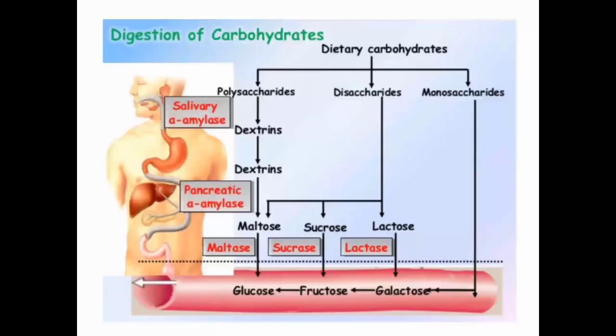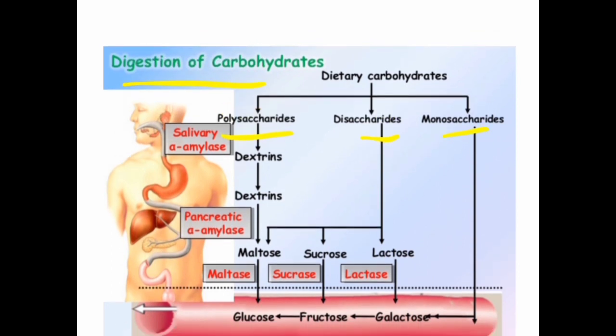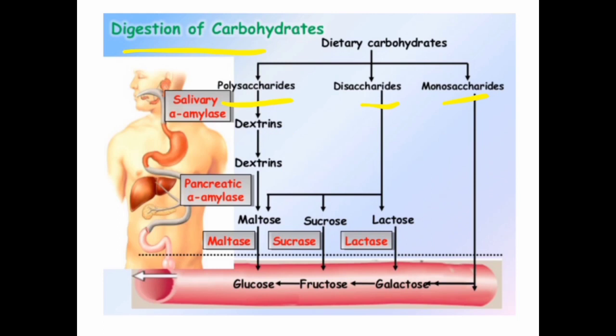Carbohydrate here is telling you that carbohydrate may be polysaccharide in nature, or disaccharide, or monosaccharide. At the base, you can see the blood vessel. What that blood vessel is telling you is how those things become digested and how they go directly into it. Now let's start from monosaccharide. Have you seen?